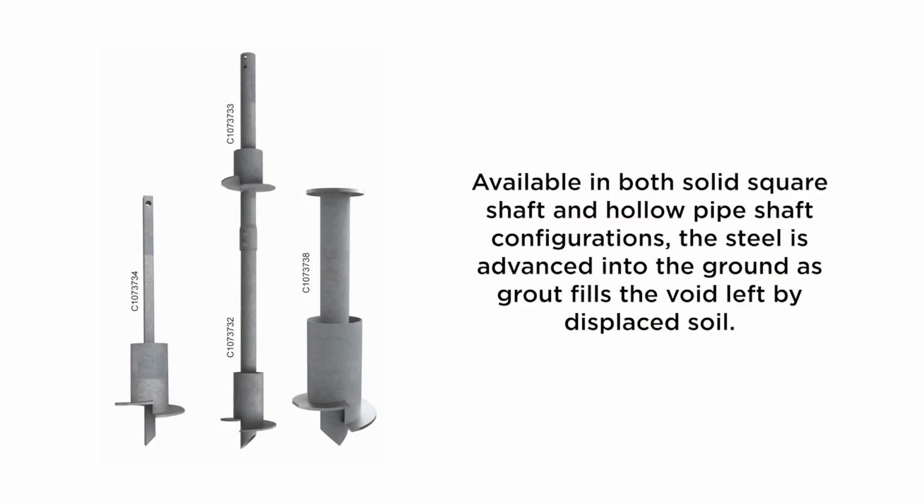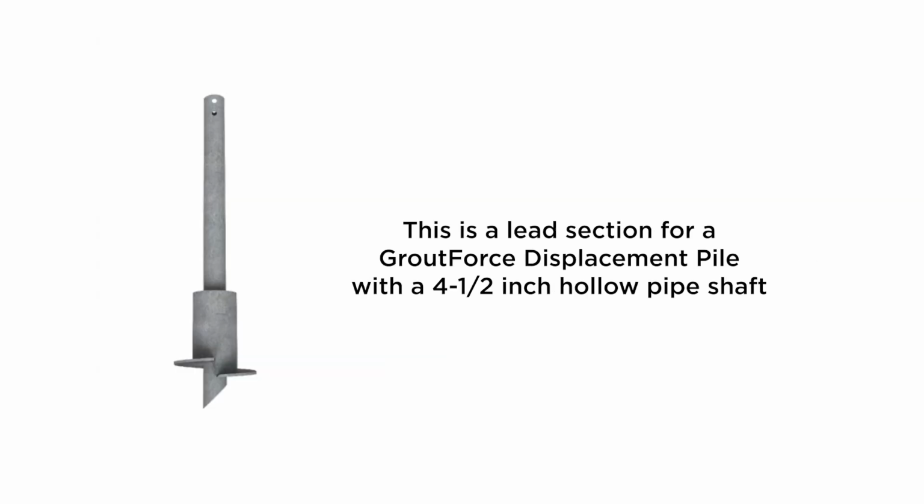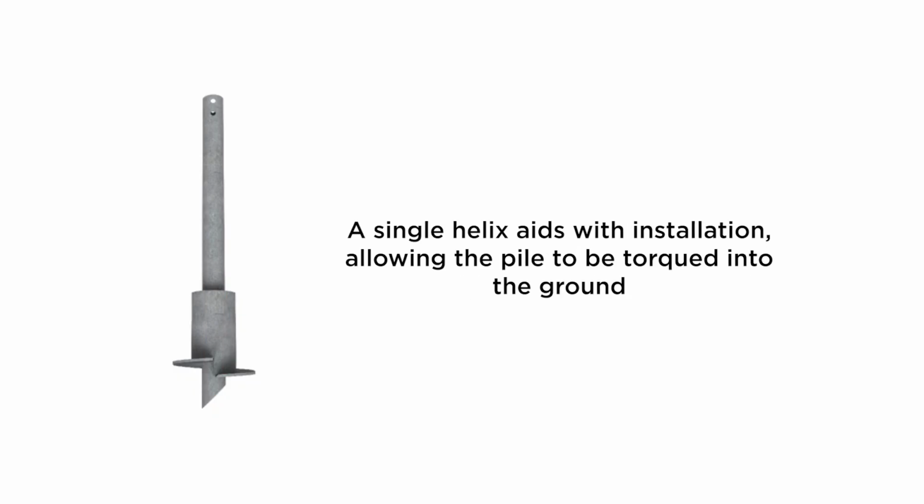Available in both solid square shaft and hollow pipe shaft configurations, the steel is advanced into the ground as grout fills the void left by displaced soil. This is a lead section for a GroutForce displacement pile with a 4.5-inch hollow pipe shaft. A single helix aids with installation, allowing the pile to be torqued into the ground.